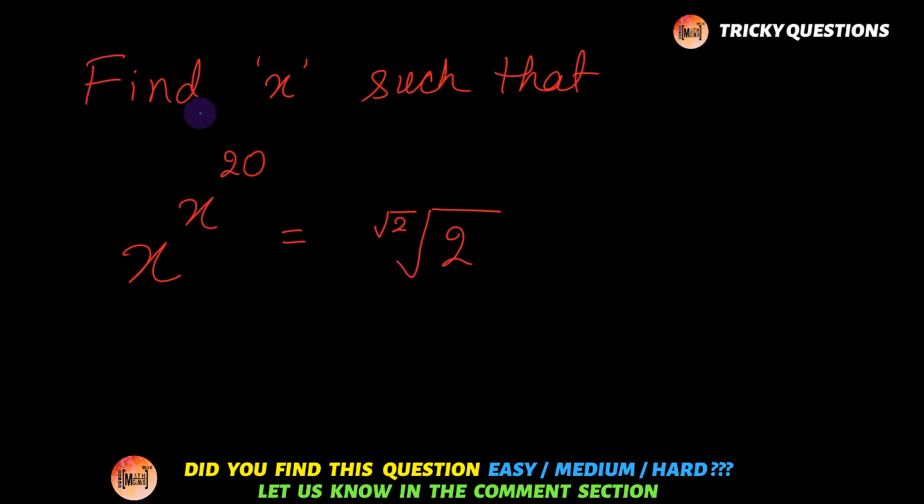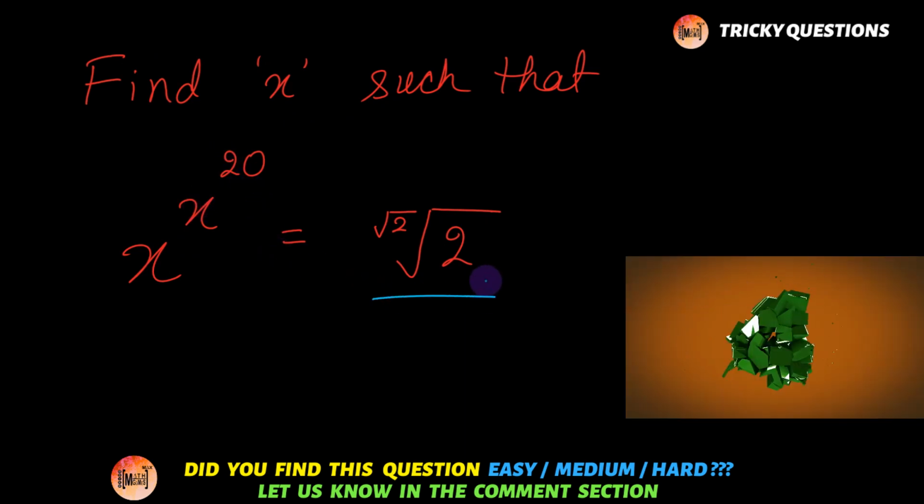The question of the day is, find the value of x such that x raised to the power x raised to the power 20 is equal to the right hand side. Pause the video if you want to give this question a try, and then resume the video when you want to check out the solution.